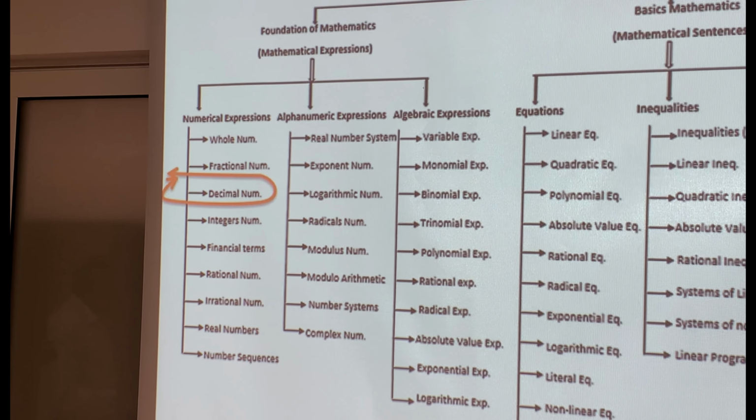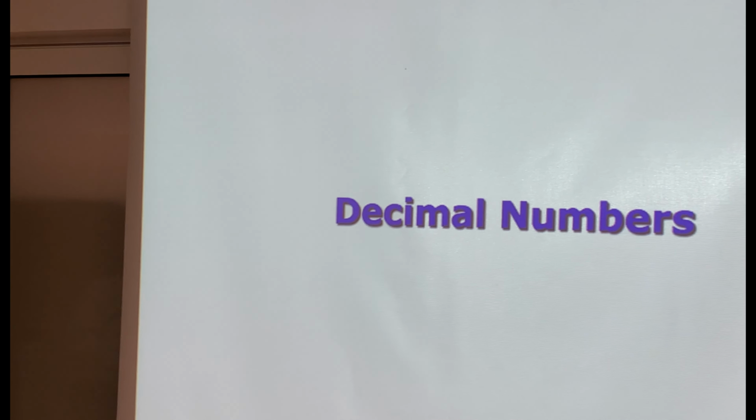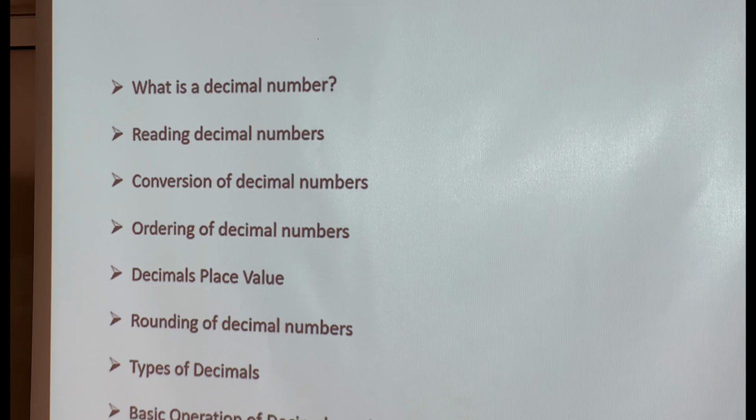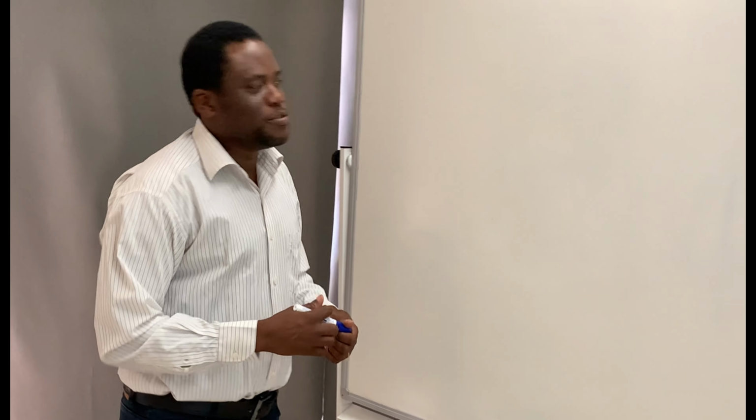So we look at decimal numbers, and then what are we to look at, the meaning and so forth. So let's begin. So what is decimal? A decimal number is an expression of both whole numbers and fractional numbers together. You see, the first topic we did is whole number, followed by fractional, now followed by the combination of both of them. So let's see how it's being done.